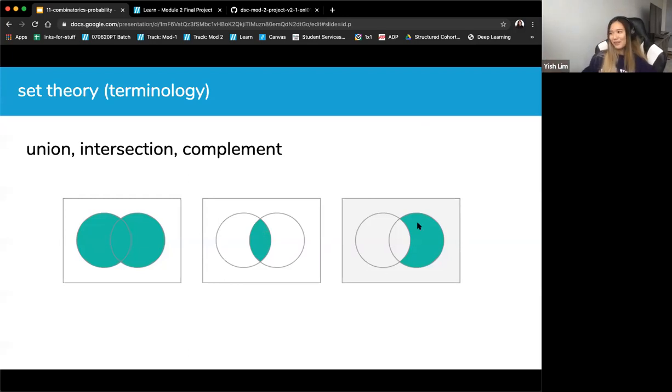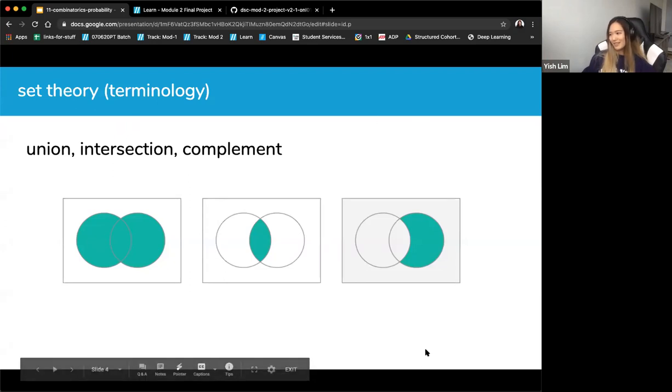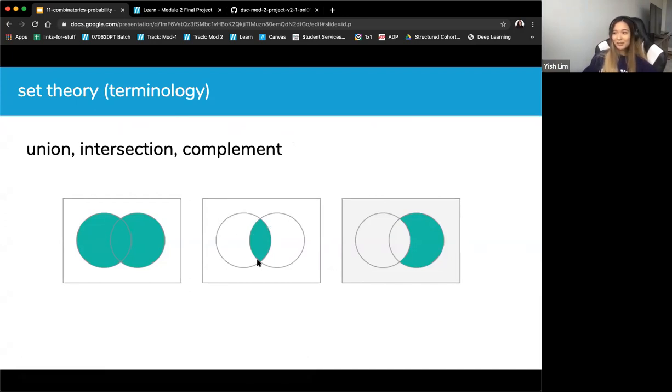And now we have complement, and complement can be used in different ways. But the main idea of complement is that it's like a negative. Let's say we want to take the complement of the intersection. The complement of the intersection is everything that isn't the intersection. The intersection is 4 and 6, so the complement of the intersection is 1, 2, 3, and 5. It's just the opposite of whatever it is that you're taking the complement of.